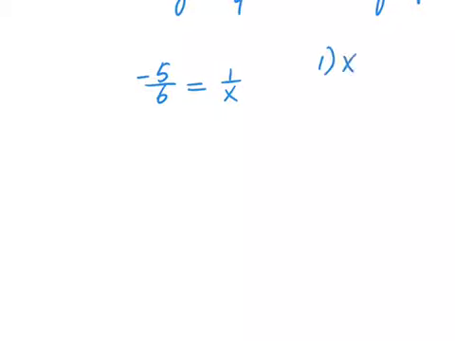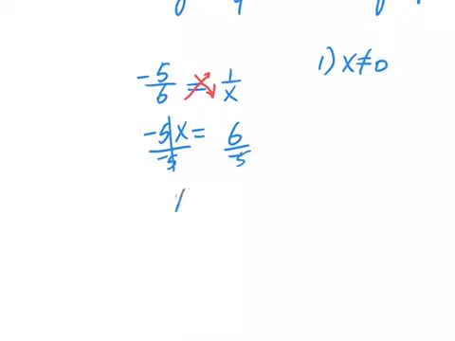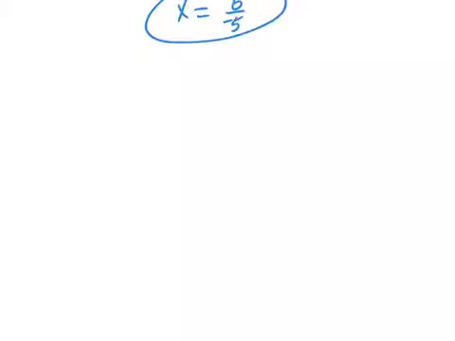But let's first list the restriction. So x cannot be 0 because it's a denominator. And then instead of LCM and multiply LCM to everything, cancel, we can do this because there's a single fraction. So we can just multiply across, then divide by -5. So x equals 6 over -5, and that's it. So you see, it's just easier. Same thing for next one.